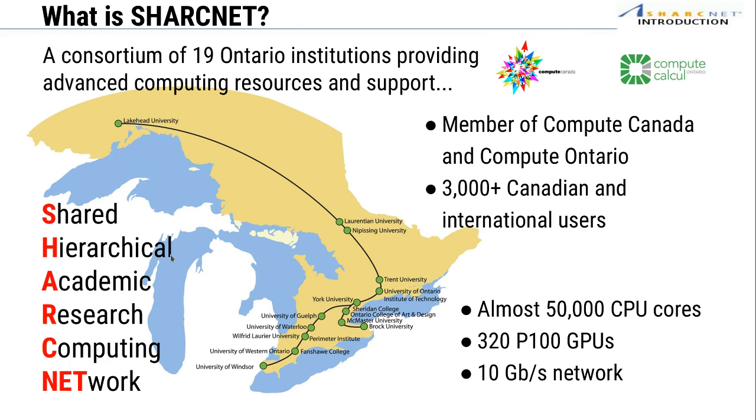SharkNet stands for Shared Hierarchical Academic Research Computing Network and is a consortium of 19 Ontario institutions, universities and colleges, which provide advanced computing resources and HPC resources and support to academic researchers. As you can see from this map, SharkNet spans a big chunk of Ontario. At this point, we provide access to around 50,000 CPU cores, more than 300 high-performance GPUs, and our systems are connected through dedicated network, at least 10 gigabit per second or better.